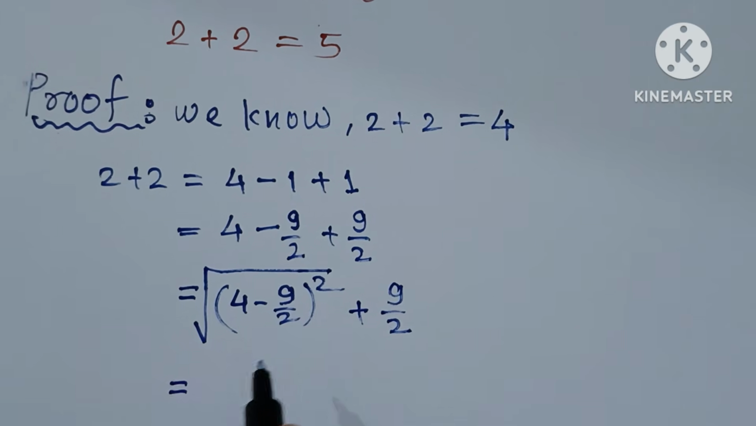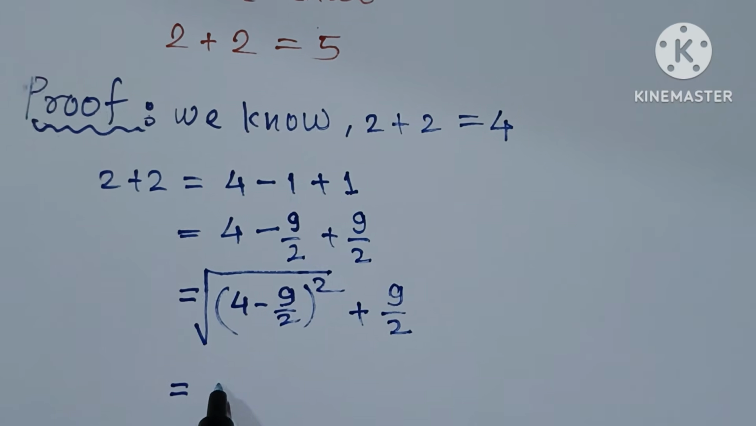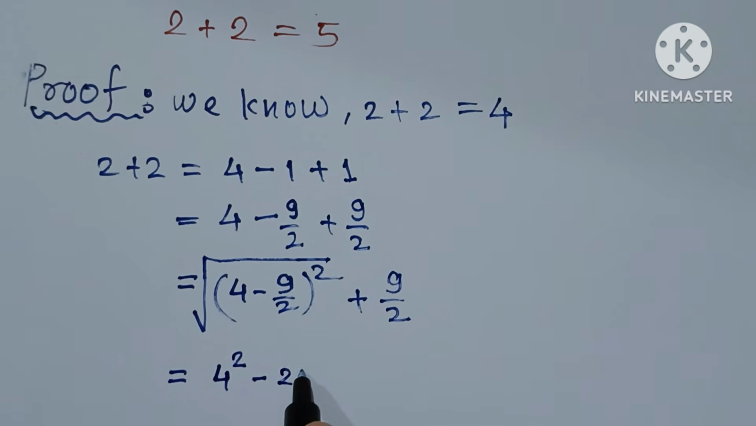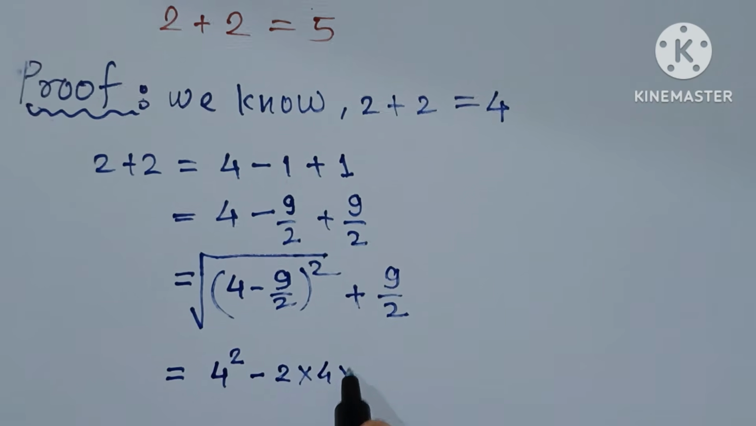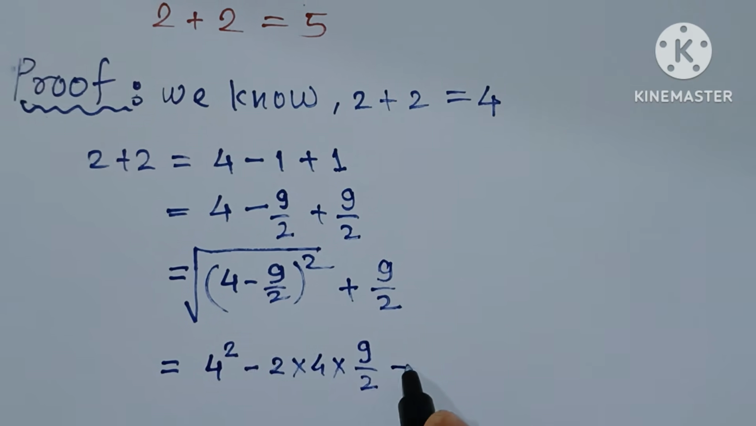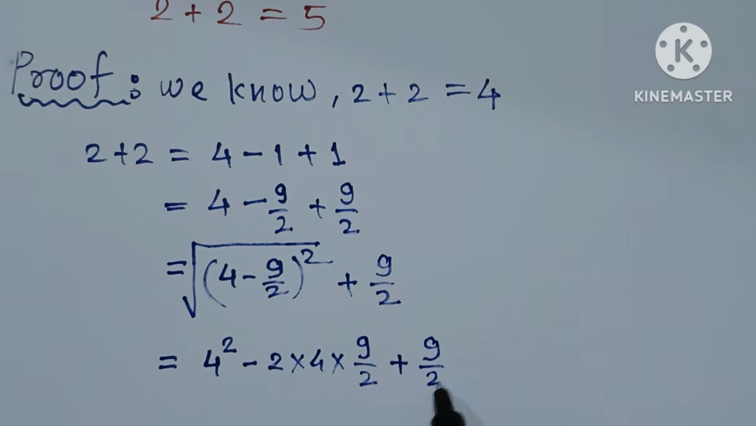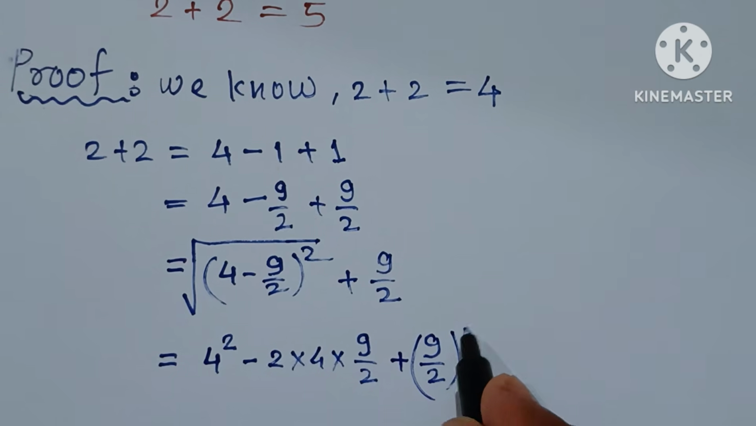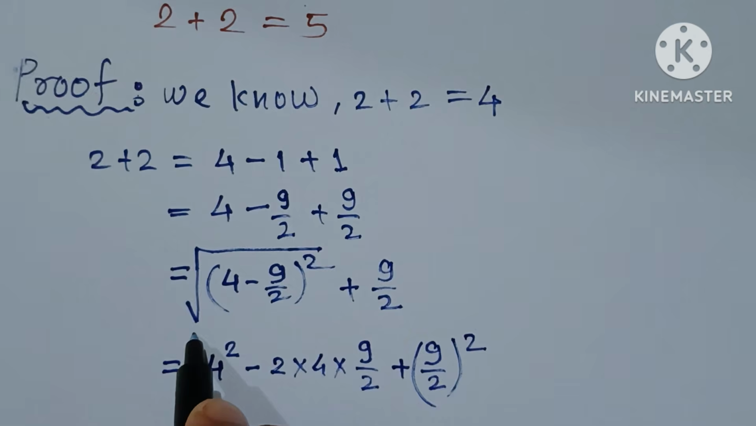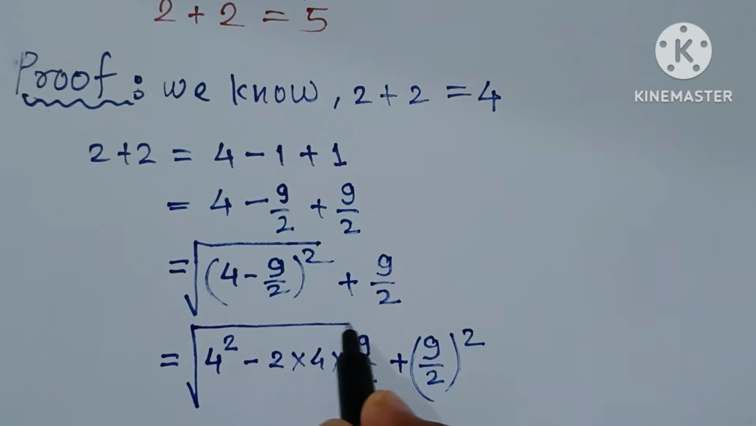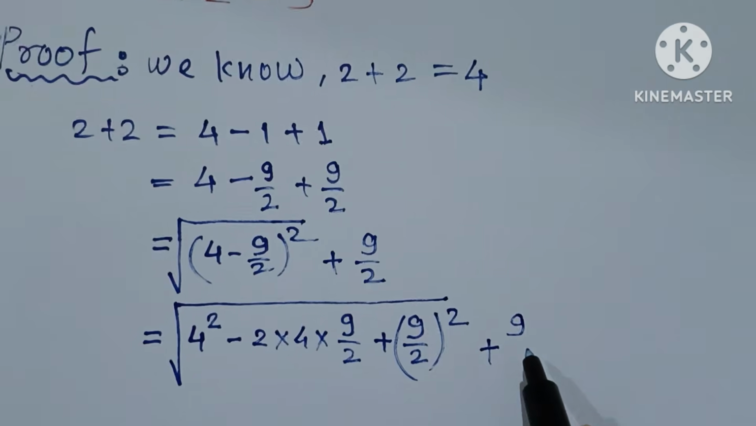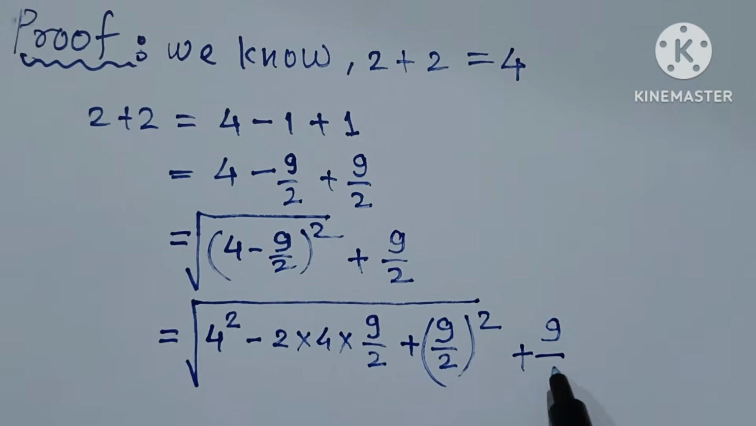we have to expand this formula. 4 square minus 2 into 4 into 9 by 2 plus 9 by 2 whole square, plus 9 by 2.